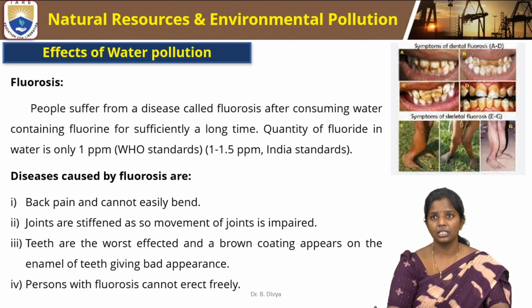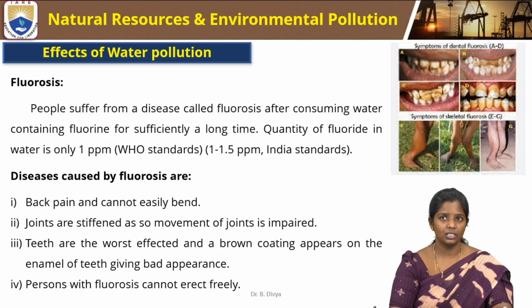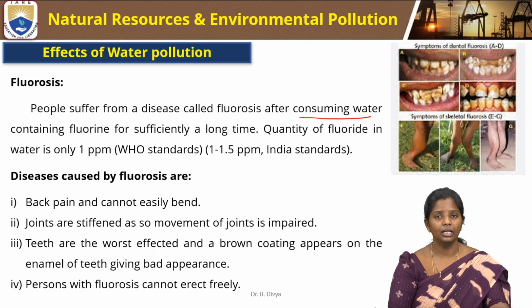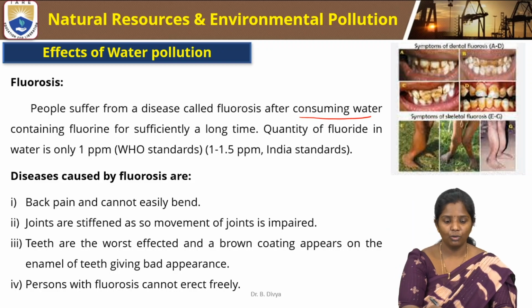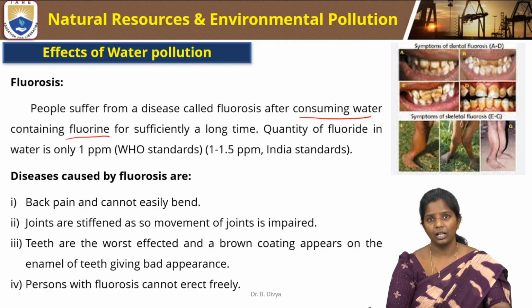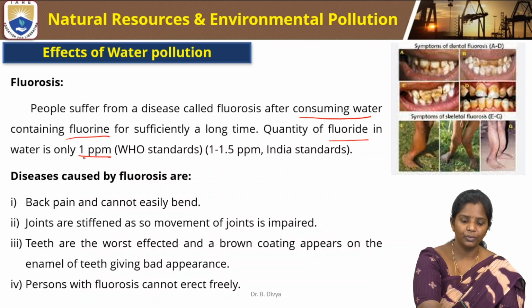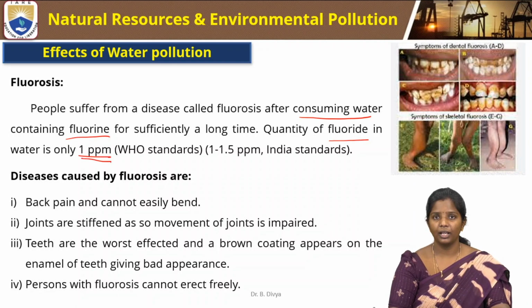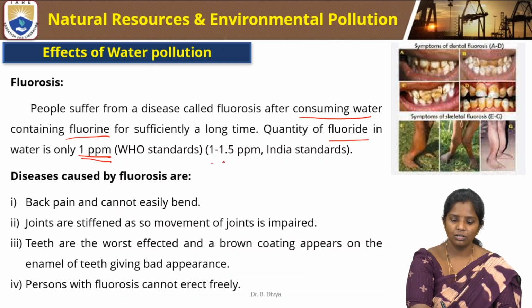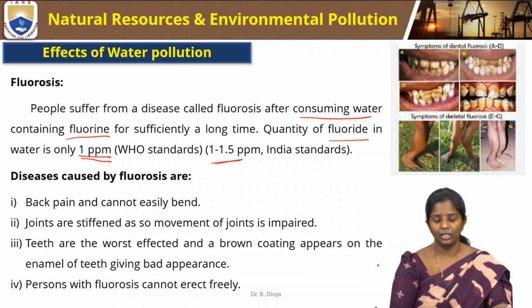Next is fluorosis. This is widely seen in our state also, like Telangana. People suffer from this disease due to consumption of water that contains high concentrations of fluorine. Fluoride salts are high in some areas, which cause fluorosis disease. The quantity of fluoride in water is only permitted up to 1 ppm as per WHO standards. The World Health Organization has given a permissible limit for fluoride, that is 1 ppm. It is also 1 to 1.5 for Indian standards or BIS standards.